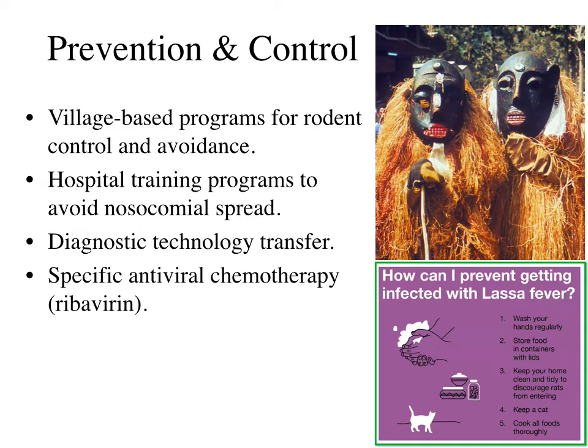And in addition to the village-based programs with the actors and so on, of course they do put out information, and there's a lot of illustrations, cartoons to go along with it. I like this one down at the bottom because in addition to things like washing your hands and storing your food in rodent-proof containers and so on, it recommends that you keep a cat. Now, how practical is that?